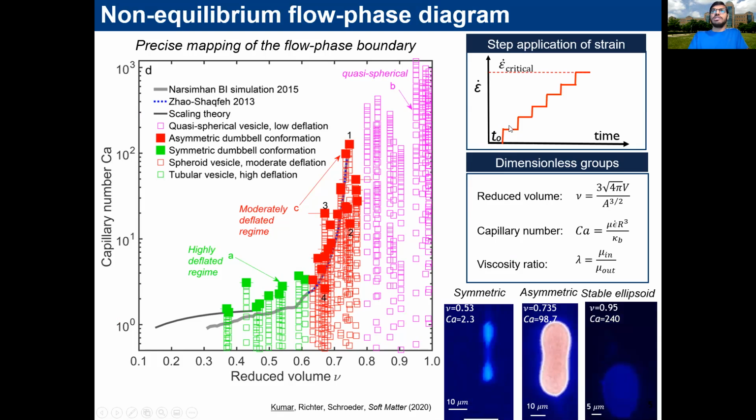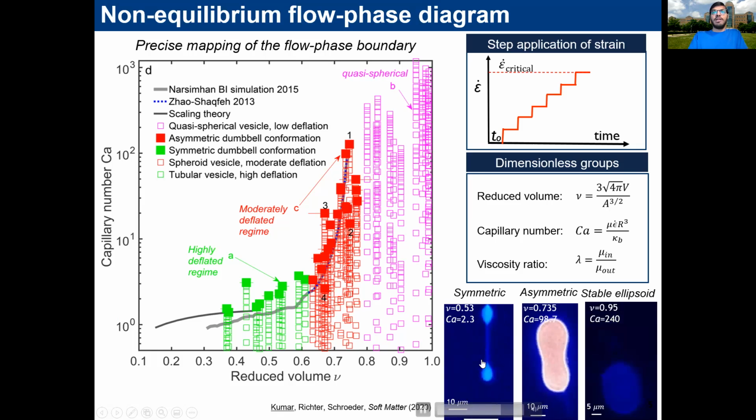If the vesicle does not change its shape, then I increase the flow further, and I keep doing it until I reach a critical value of the flow rate at which I observe a shape change in the vesicle. By repeating these experiments over different ranges of reduced volumes, we saw that if your reduced volume is lower than 0.6, like in this movie, then you see that the vesicle changes its shape into a symmetric dumbbell shape.